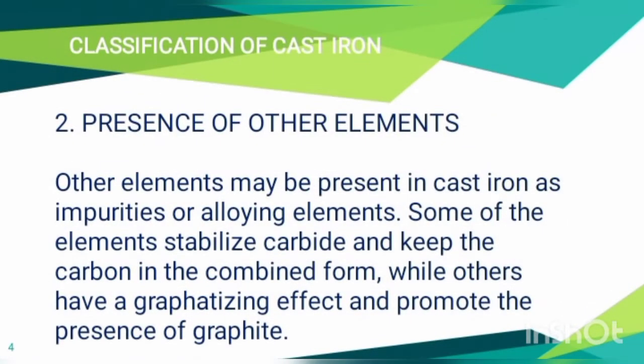Now, the second factor is the presence of other elements. Other elements may also be present in the cast iron as impurities or as alloying elements. Some of the elements stabilize carbide and keep the carbon in the combined form, while others have a graphitizing effect and promote the presence of graphite. Some of them combine with carbon and form their own carbides.